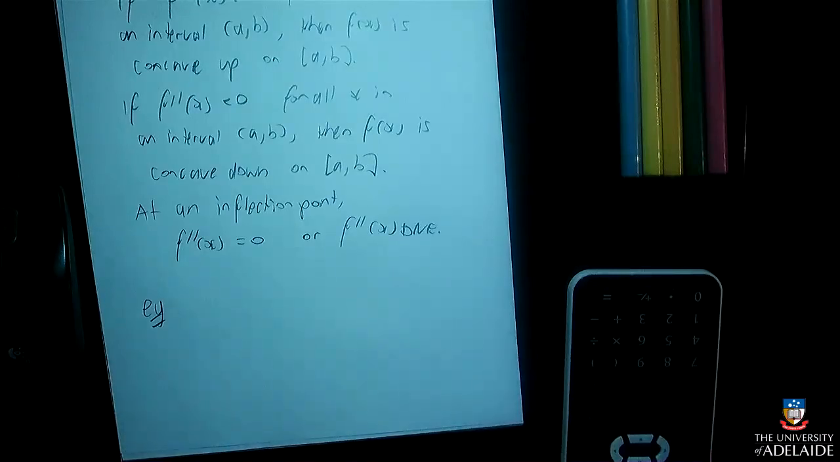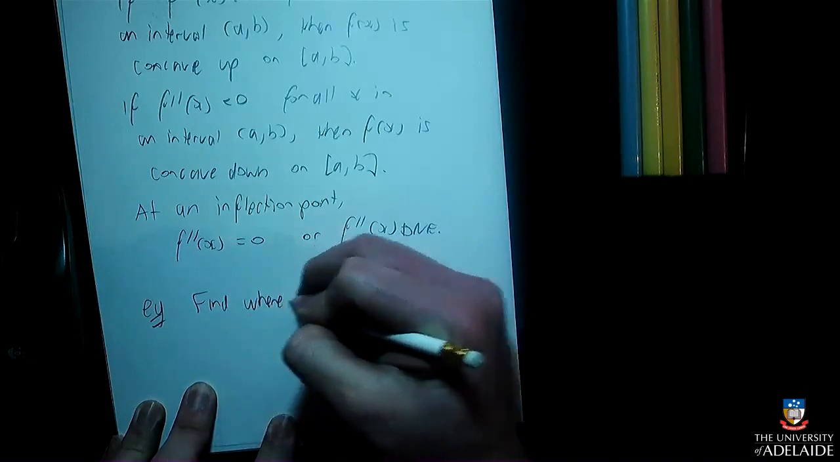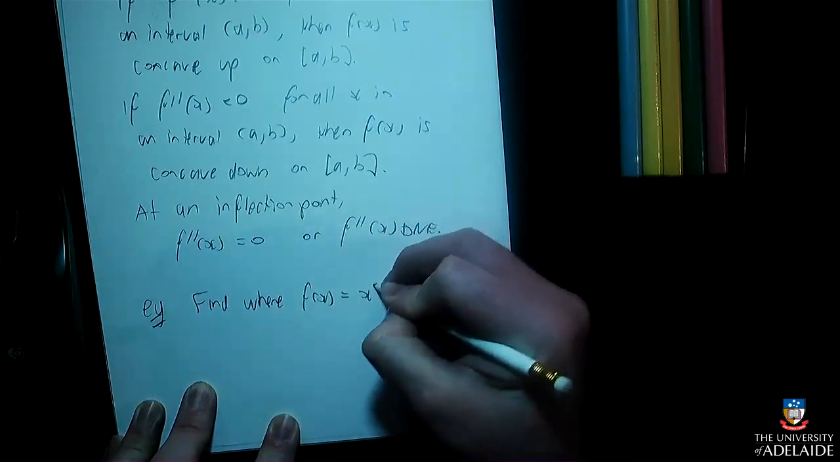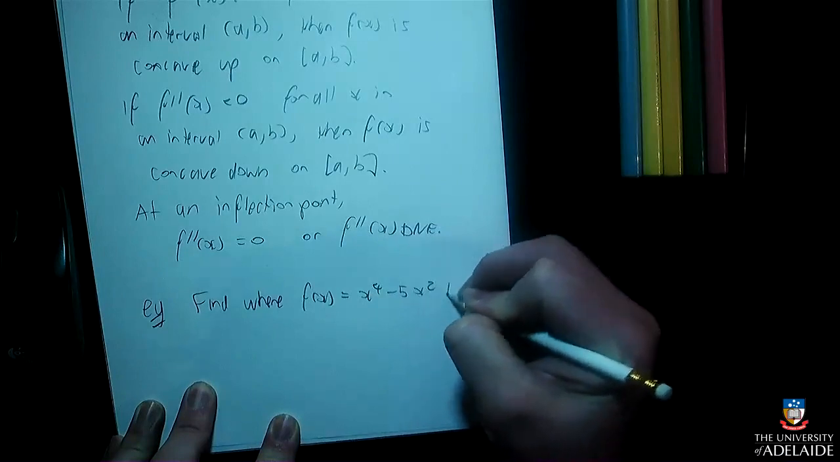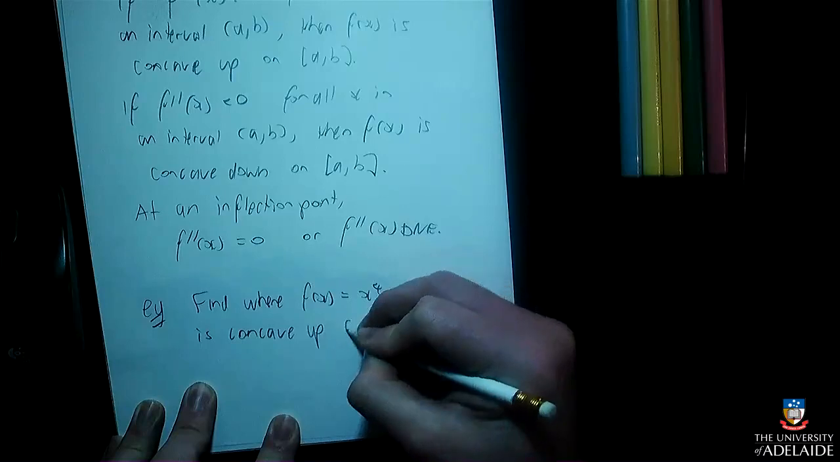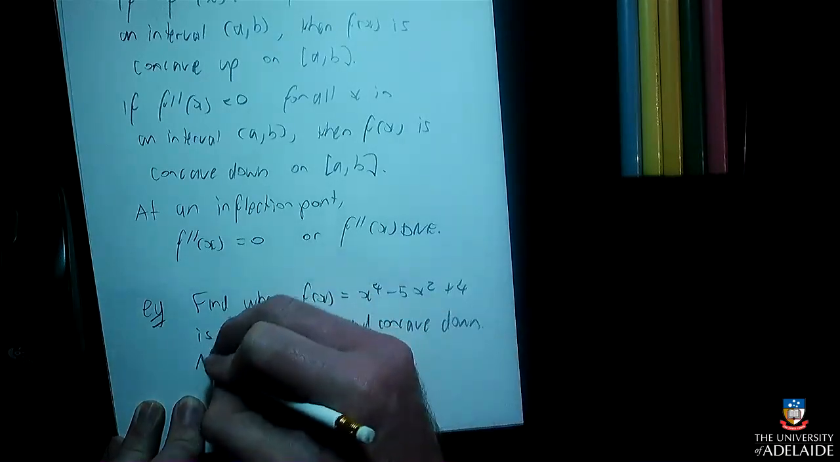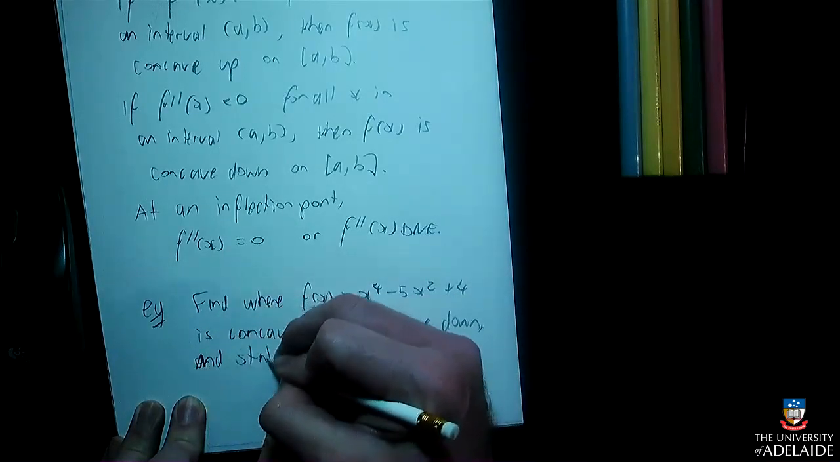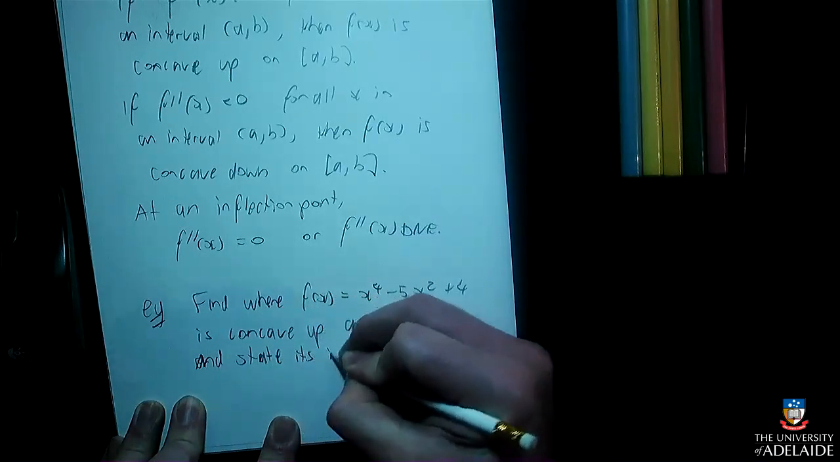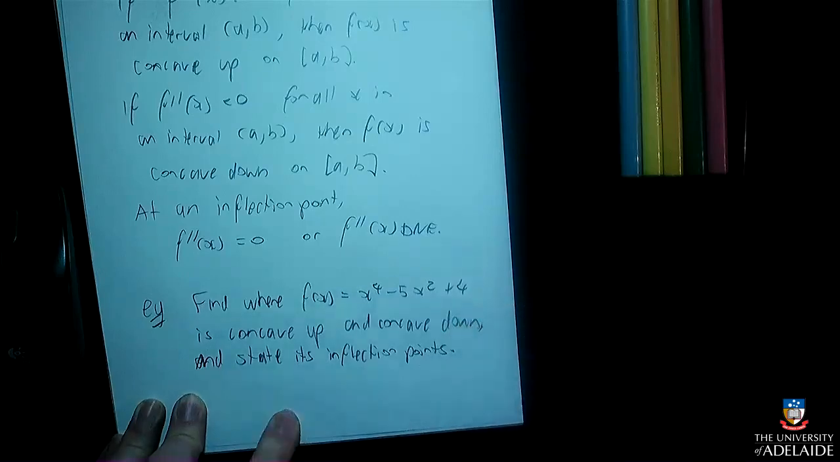Let's continue our example with that same function. Find where f of x, which is x to the 4 minus x squared plus 4, is concave up and concave down, and state its inflection points. Okay.